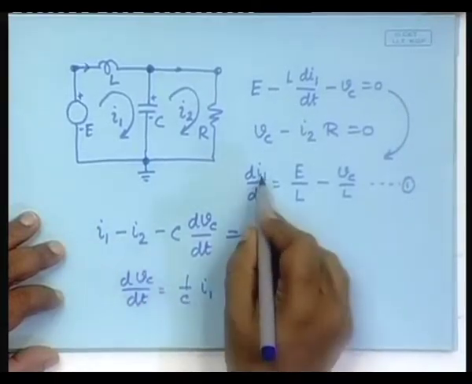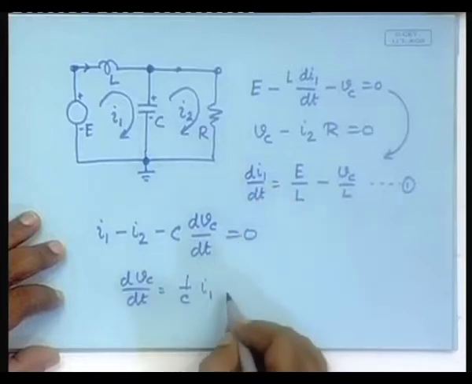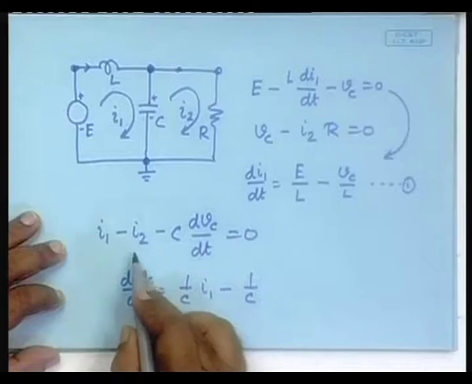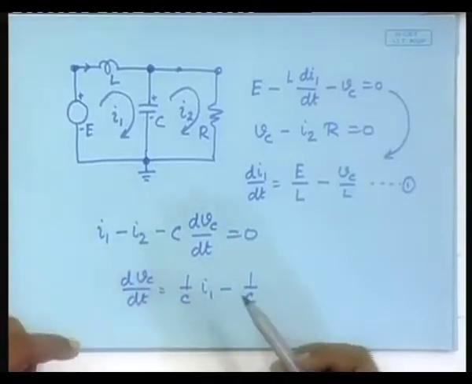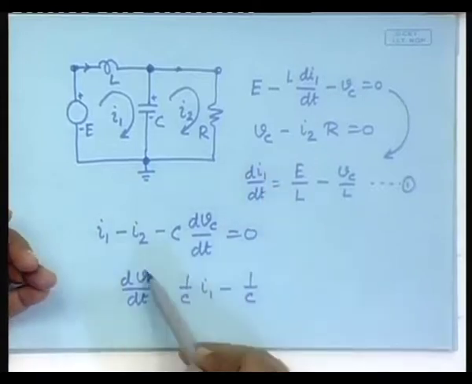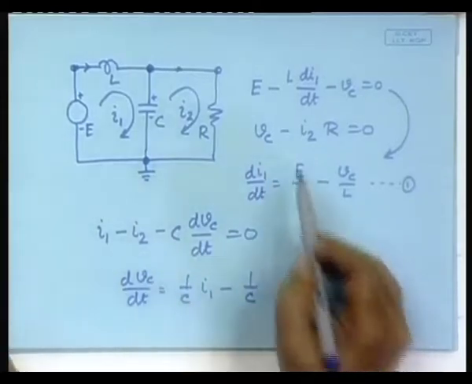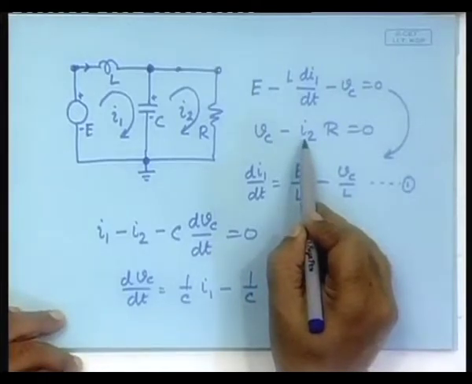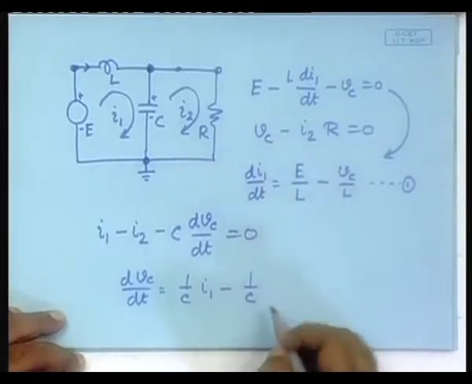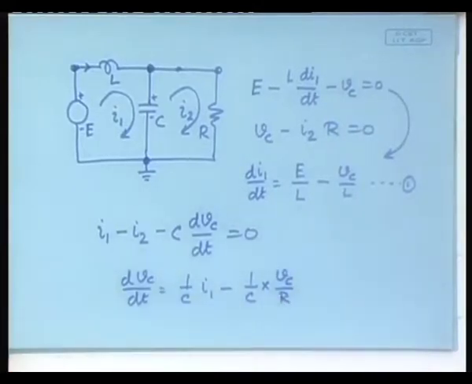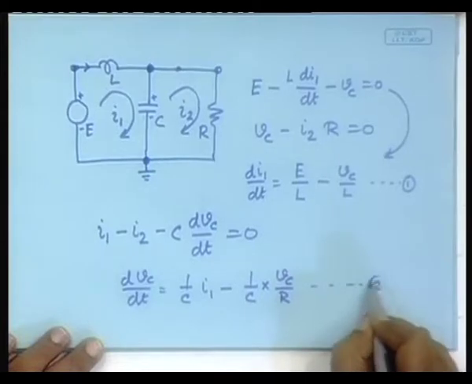Which immediately gives you the differential equation dVc/dt is equal to 1 by C I1, where I1 is a state variable so it remains, minus 1 by C times I2. Now, I2 is not a state variable, because I am obtaining the differential equation in terms of I1 and Vc. So, I need to do something about it, but this helps: I2 is equal to Vc by R. Substituting that gives another differential equation.